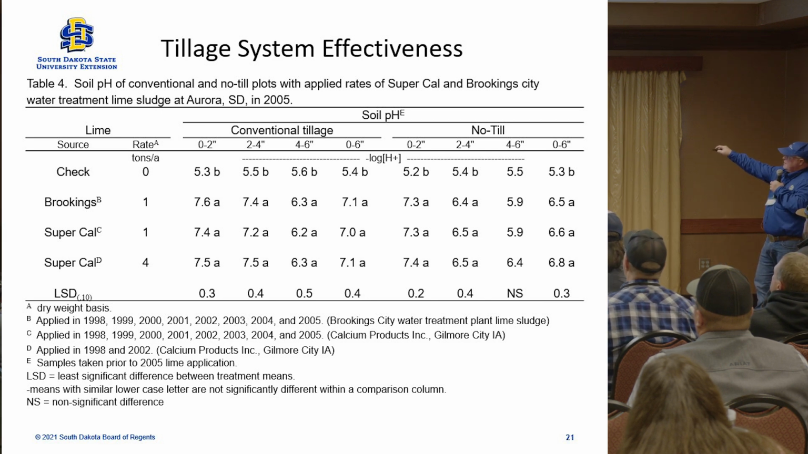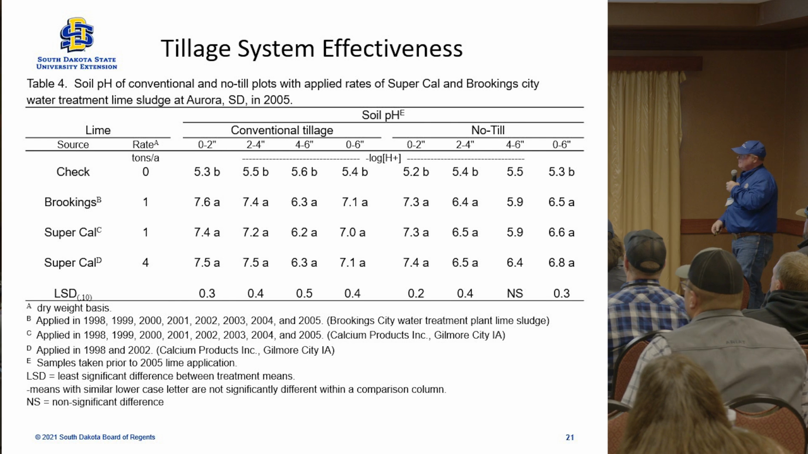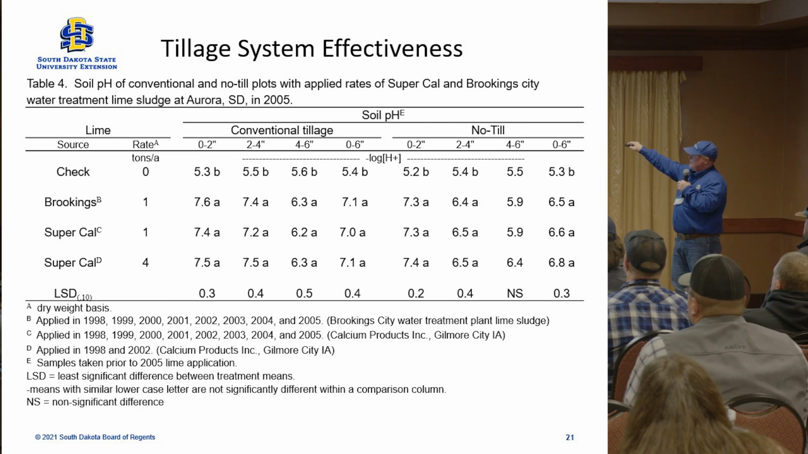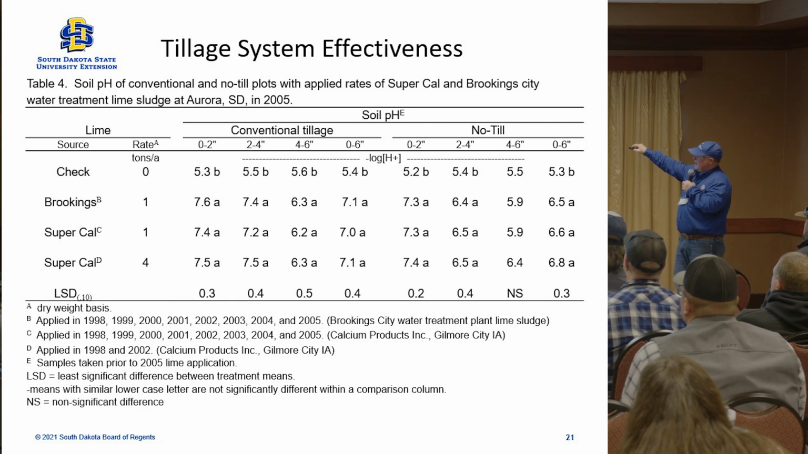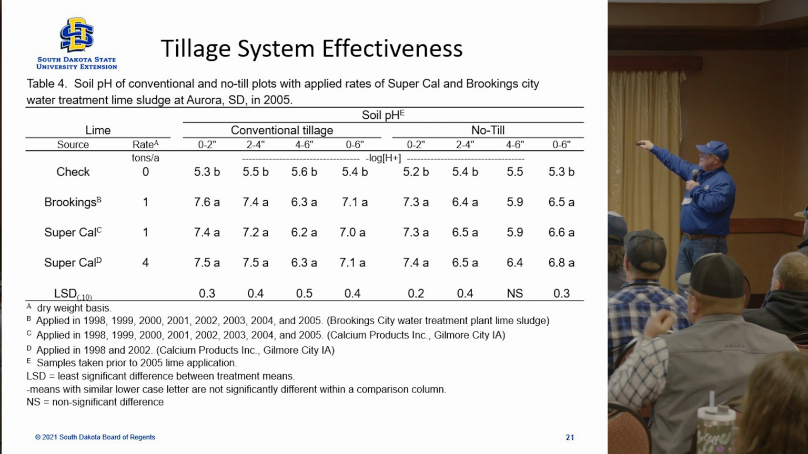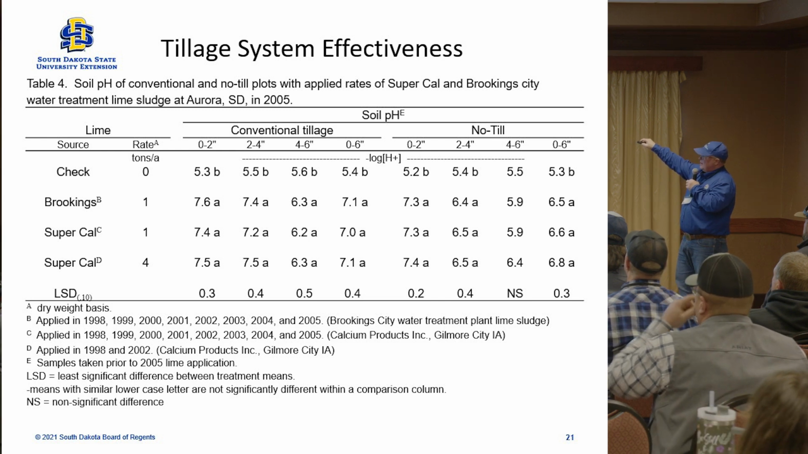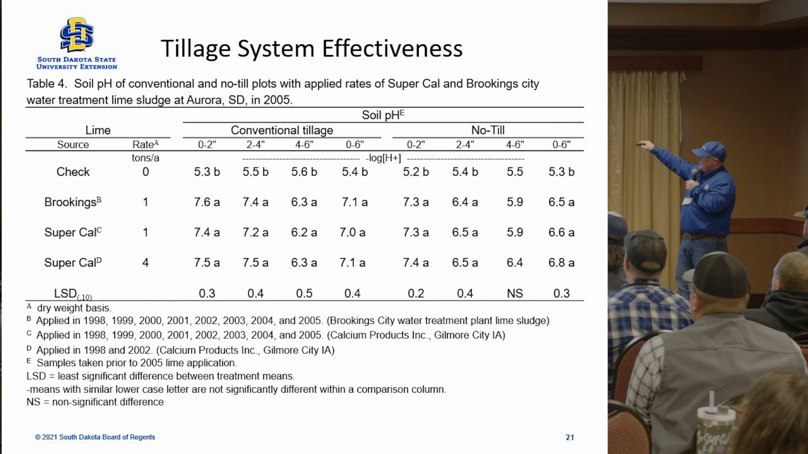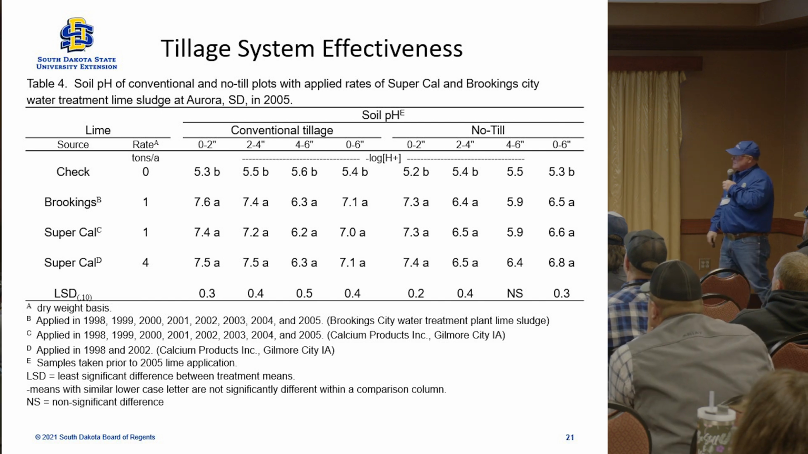So we did some work in Brookings on tillage. Basically, look at here, conventional till and no-till right here. These are the soil depths. The check didn't get any lime. The Brookings is the water treatment lime from the plant there. And then the SuperCal is a lime from an ag lime pit. Basically, the Brookings lime did just as well as the lime from the lime pit in Iowa. You can see we started out at a 5.3 and the lime was very effective in neutralizing that acidity.